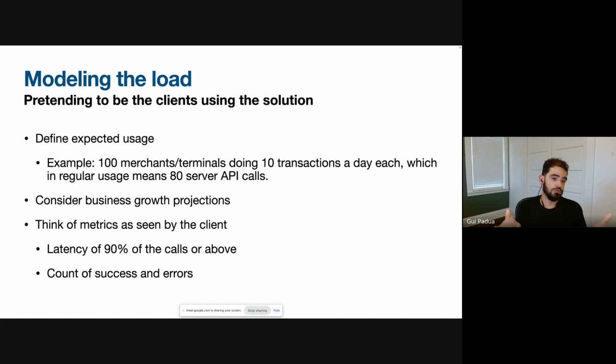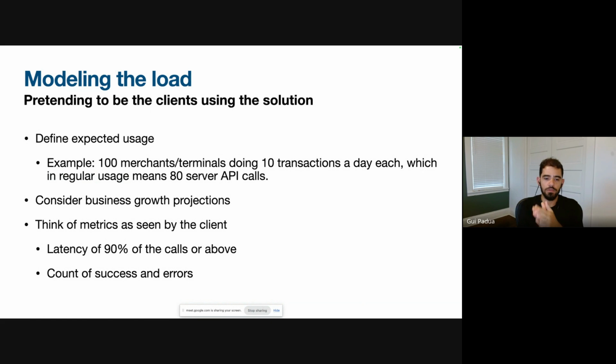And then we would consider the business growth, right? Like we have 100 merchants, oh, it's actually going to be 500, 1,000, I don't know. We'll have to keep an eye on that, as ideally the system can handle more than it needs to, thinking of this growth.